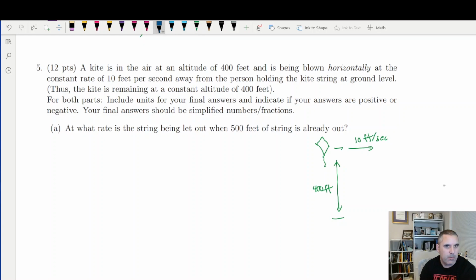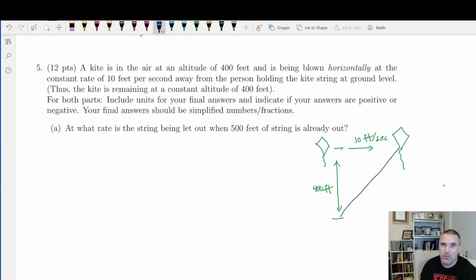So we need to do some labeling. You should draw that scenario and realize what's changing. The 400 is not changing, but as the kite moves over, and you probably did one of these, it's a popular one in homework as well, you have this string attached to it.